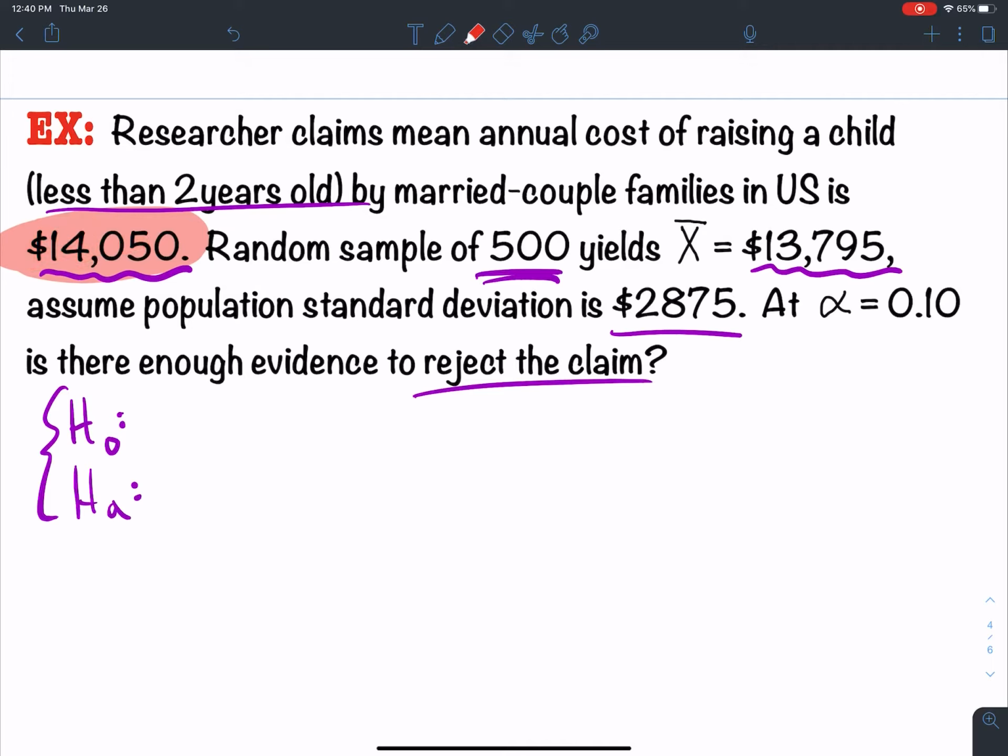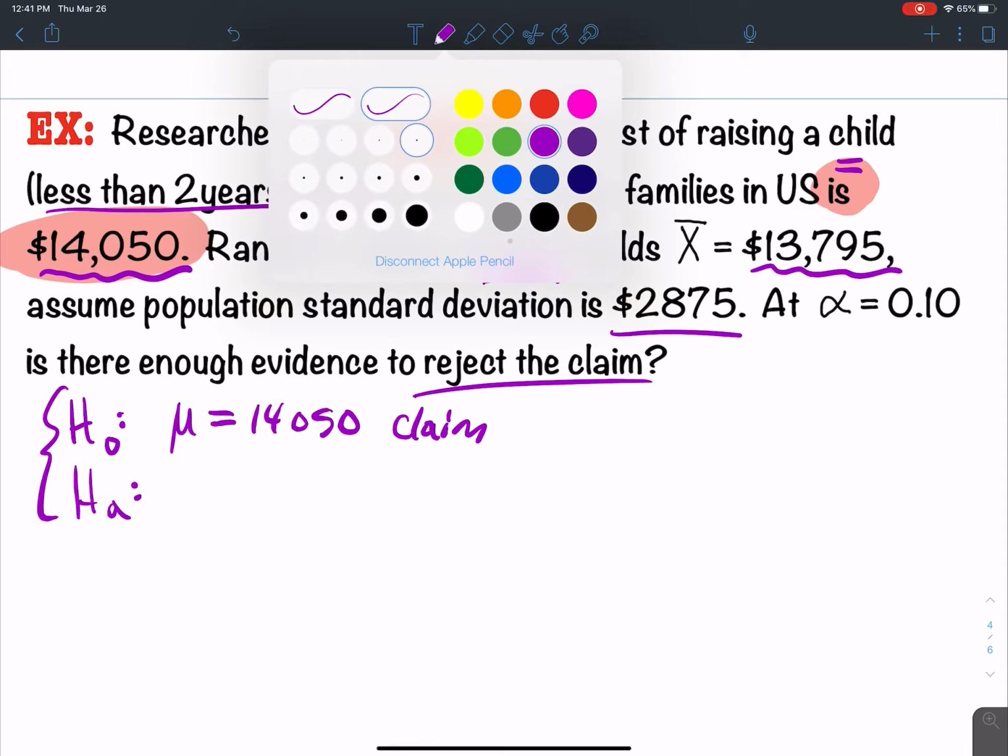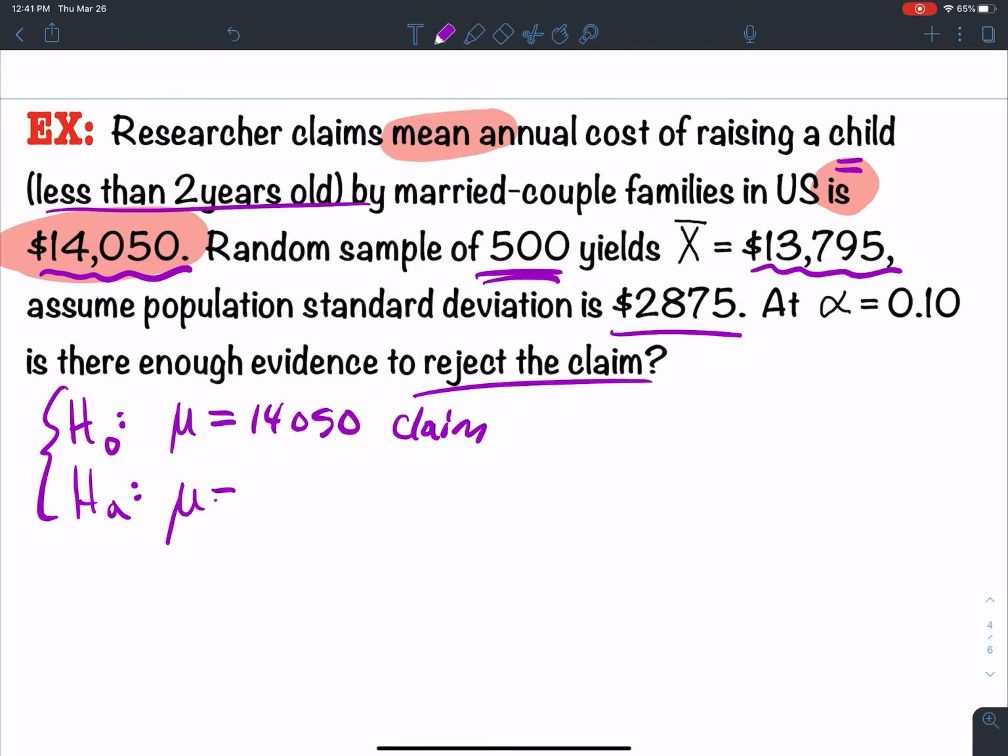this is our number. Is means what? Is means equal. The mean is equal to 14,050. That's my claim. Now, the opposite of being equal to that is not being equal, so not equal to 14,050. That's how we set it up.